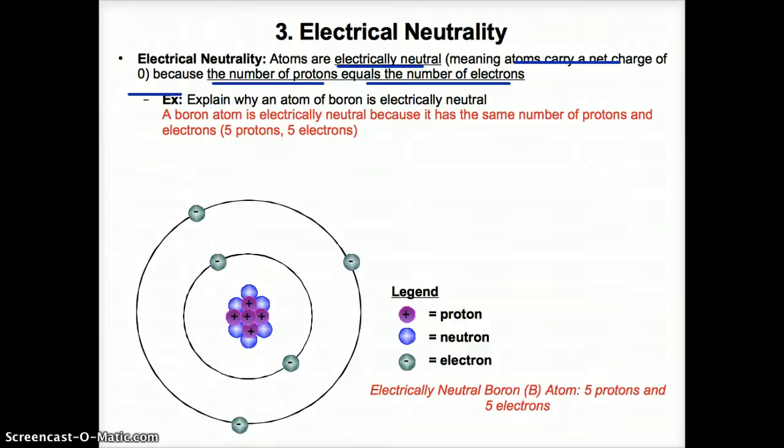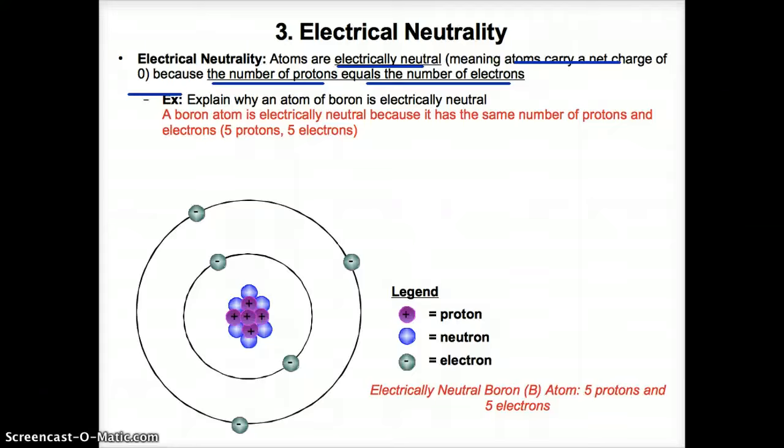But the way you can think about this explanation is if the number of protons equals the number of electrons, the number of positive charges from the protons equals the number of negative charges from the electrons. So those two charges basically balance or cancel each other out to yield a charge of 0 or neutral for the atom overall. All right, so let's try an example so we can get a better feel for this.